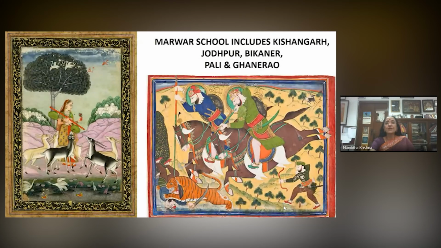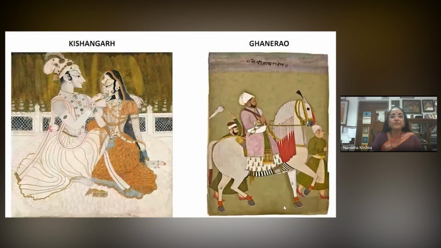So this is the Marwar school. Kishangarh, Jodhpur, Bikaner, Pali, and Ghanerao. First two are actually Marwar itself, and they're very beautiful. This is a scene of a singer whose music is attracting the deer. On the right, you have the kings spearing a tiger and shooting a tiger, rather violent, I'm afraid.